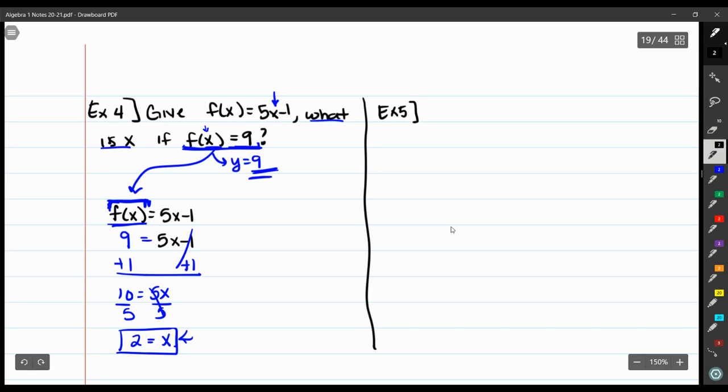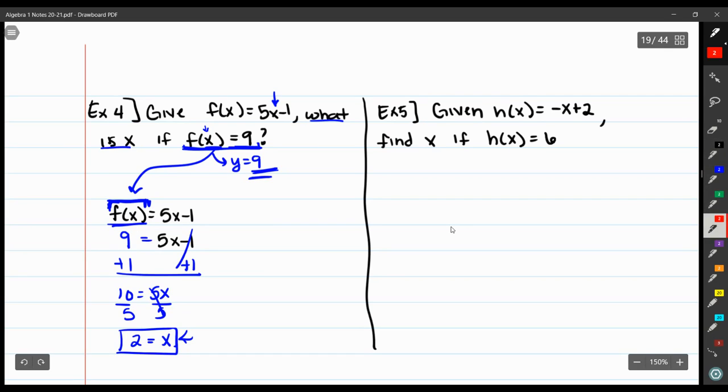So for example 5, you're given h of x equals negative x plus 2. Find x if h of x is equal to 6. Again, I'm giving you the ending value. H of x equals 6 is telling me that y is a 6. That's the end. I want to know, what did I put in for x?